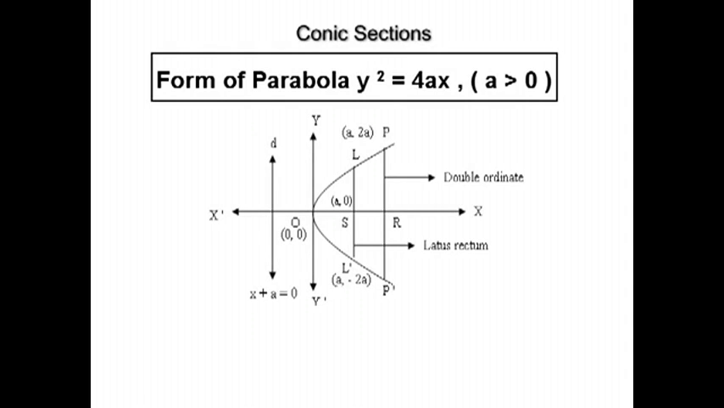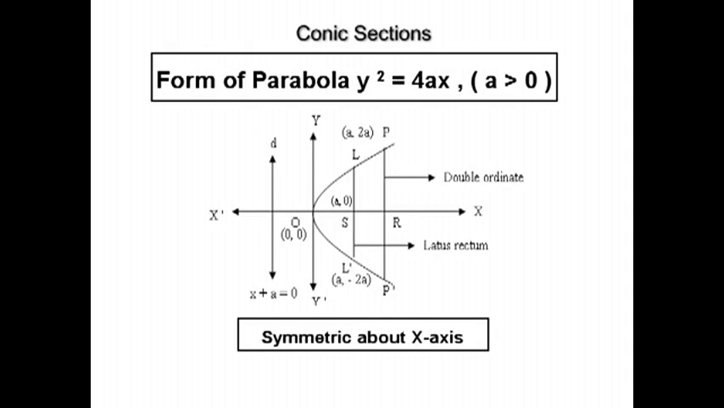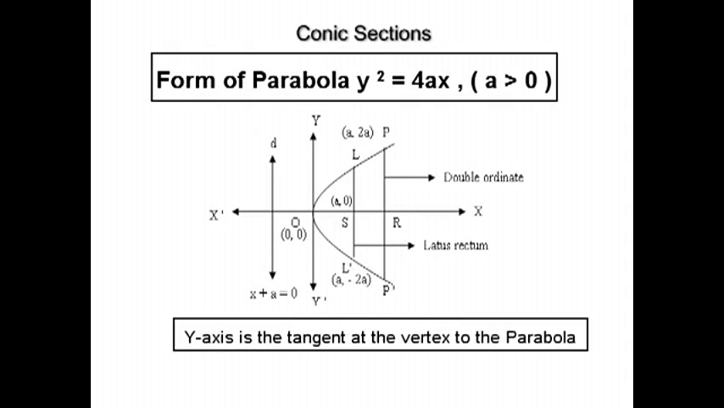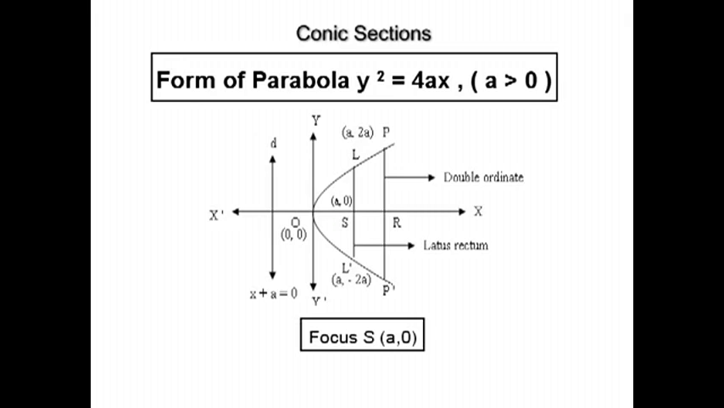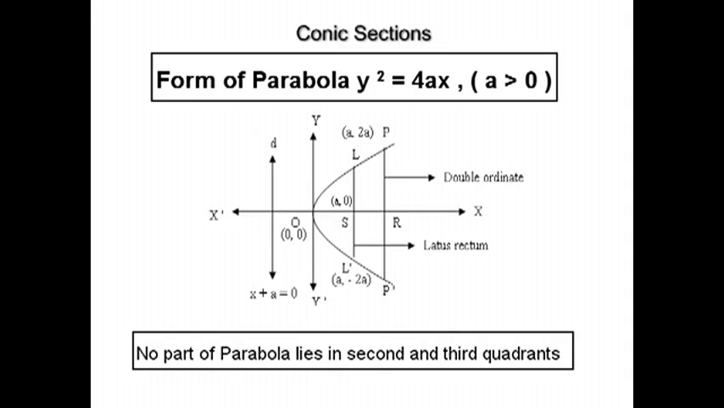The parabola y squared equals 4ax is symmetric about the x-axis, that is, the x-axis is the axis of symmetry. The vertex of the parabola is at the origin, that is, (0, 0). The y-axis is the tangent at the vertex to the parabola. The focus of this parabola is S(a, 0), and the directrix is x plus a equals 0. No part of the parabola lies in the second and third quadrants, that is, the parabola lies wholly to the right of the y-axis.